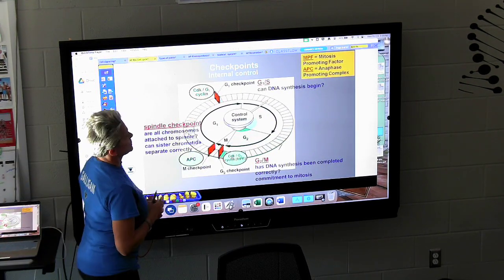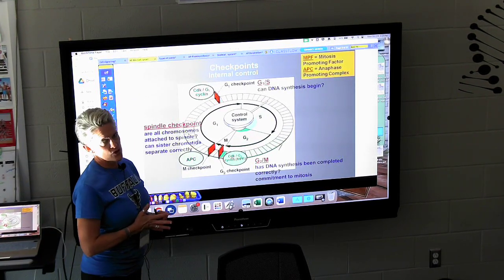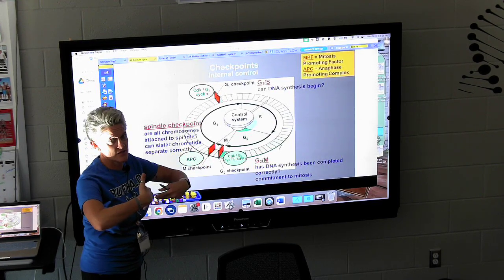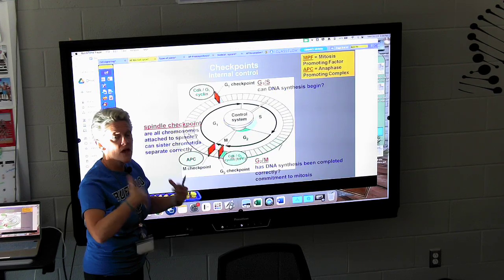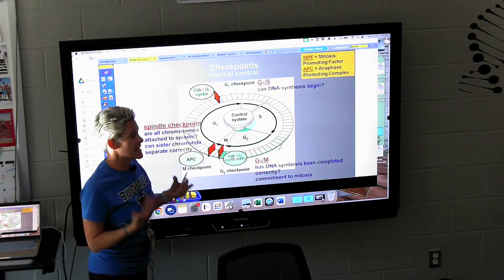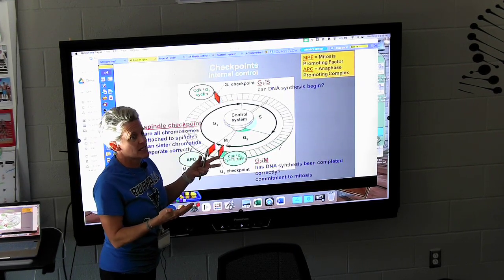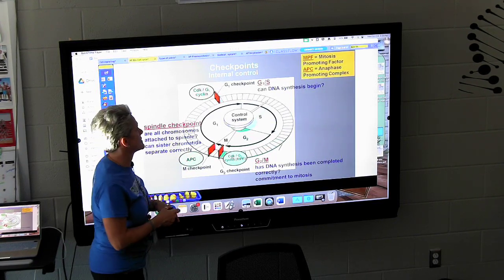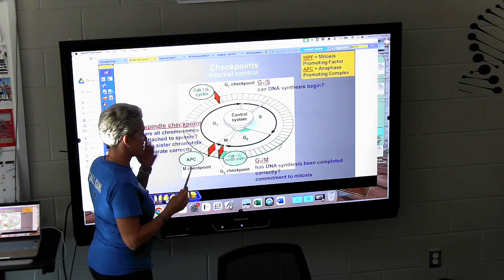All right, so now let's take a look at some checkpoints or some controls of the cell cycle. Again, how do we tell cells when to divide and when not to divide? Well, we have to have some control over when it divides and when it doesn't. And we don't want it to divide when it's not ready. All right, so we want to have some checkpoints. So you can see here, I'm going to go over these in a little more detail.